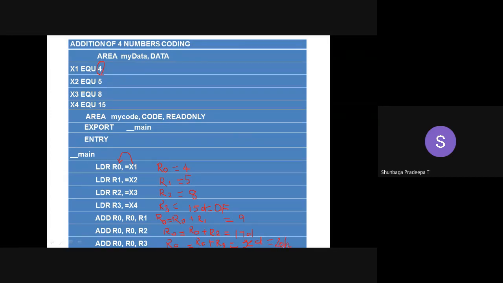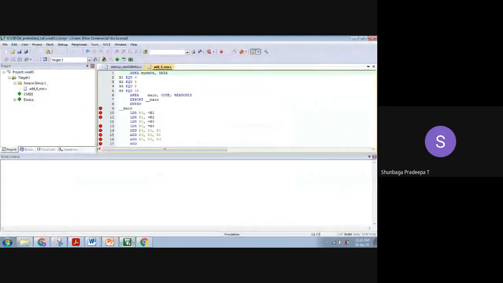Is the program clear for all of you? Any doubts you have? Clear, ma'am. Okay, I'll just show the demo of how you will get it in the Keil. So I've already copied it and added the file into the project. Now we will execute this.